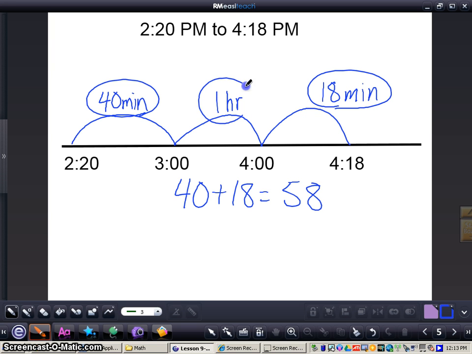I can't forget my hour. So I could say that from 2:20 p.m. to 4:18 p.m., that would be 1 hour and 58 minutes of elapsed time.